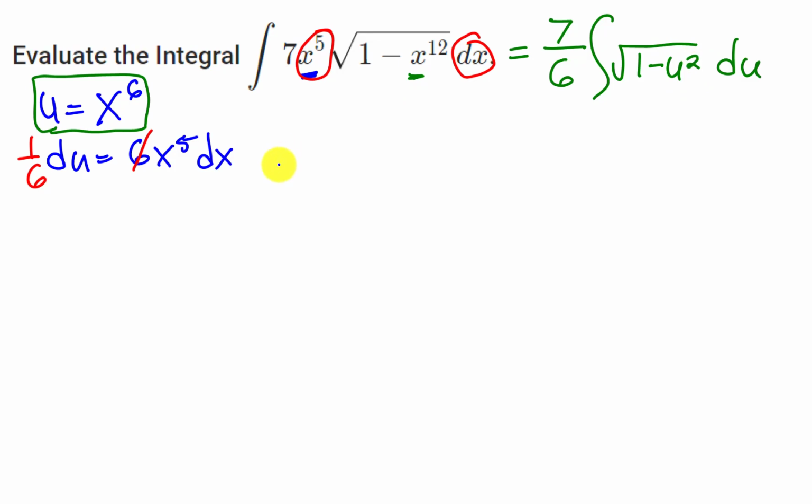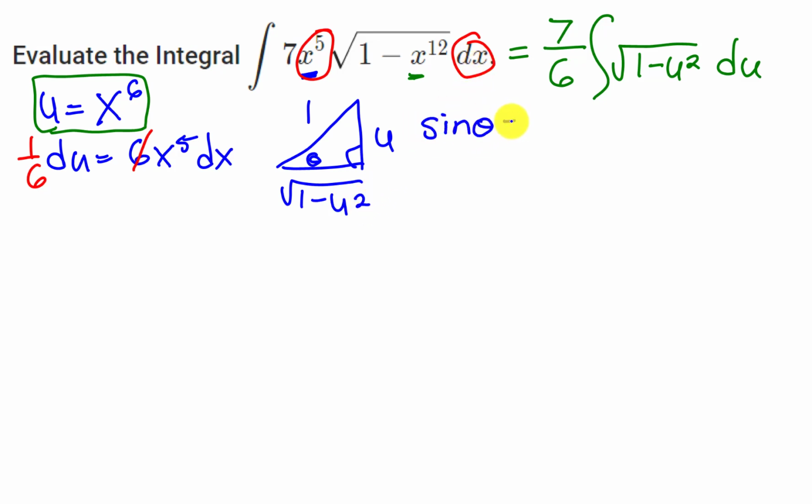I can do trig sub. I'm going to make a triangle, and I label it so the hypotenuse must be 1 and the opposite side u, and then this side would be the square root of 1 minus u squared. So sine of theta equals u over 1, or u will be my trig substitution, and du is going to be cosine theta d theta.